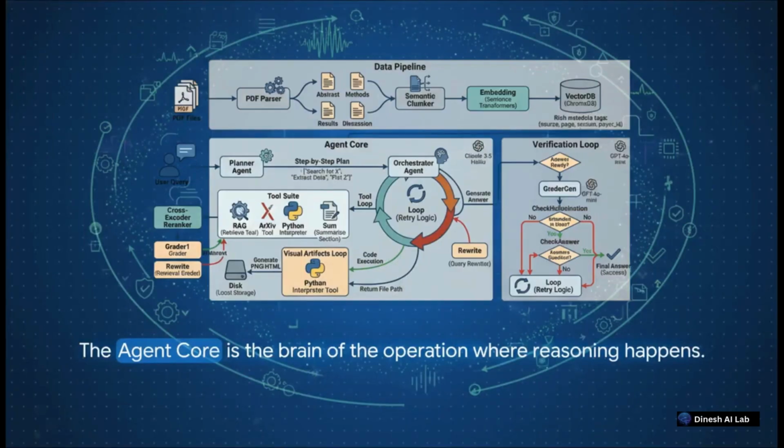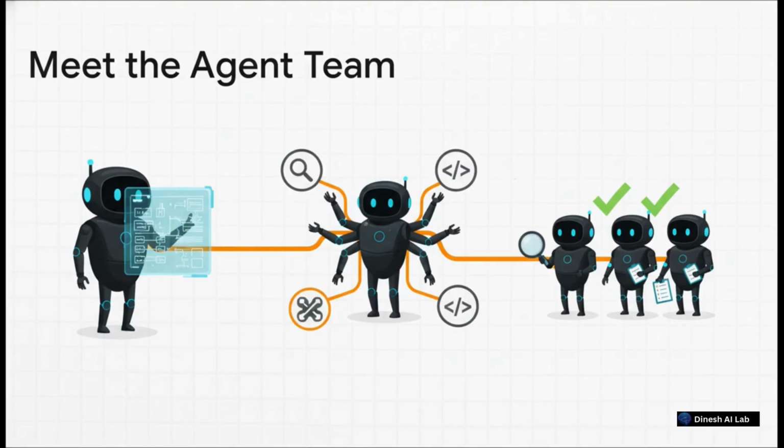So once the data is prepped and ready to go, we move to the heart of the system, the agent core. This is where all the real thinking, planning, and doing happens. It's all orchestrated by a team of specialized AI agents. You can think of it like a little high-performing project team. You've got the planner agent, which is like the project manager laying out the whole strategy. Then there's the orchestrator agent. That's your lead engineer, the one who actually calls on different tools to get the job done. And then you've got the grader agents, which are basically the quality assurance team, constantly checking the work as it's being done.